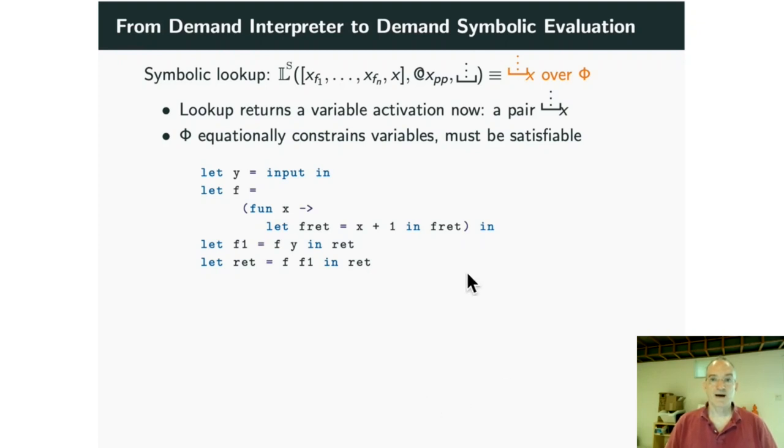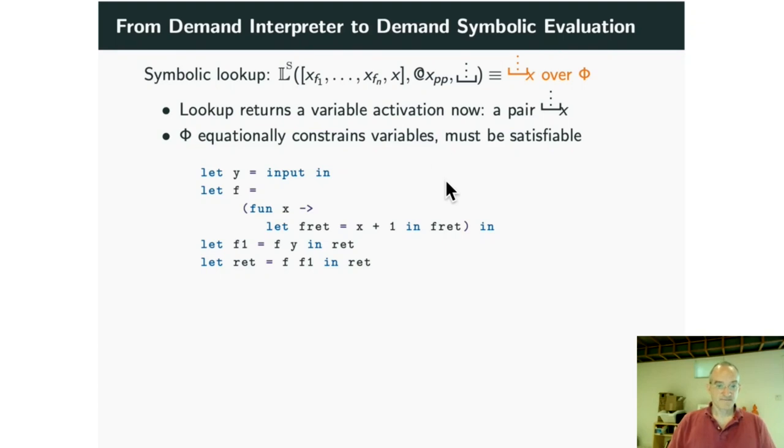So let's now look at how we make a symbolic version of this. It has very similar parameters, and instead of returning a value, we return a variable. And in the constraints, we also have a constraint set, and the idea is we're going to constrain that variable to have some properties, which we can then use an SMT solver to find an actual solution for. And so this S here means a symbolic version of lookup.